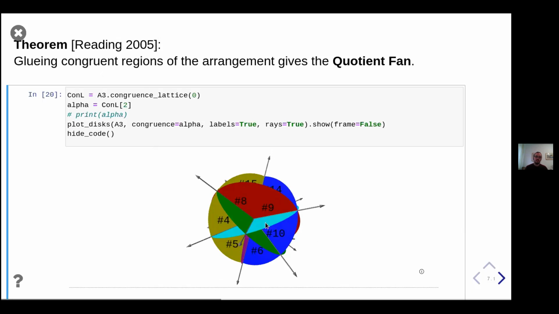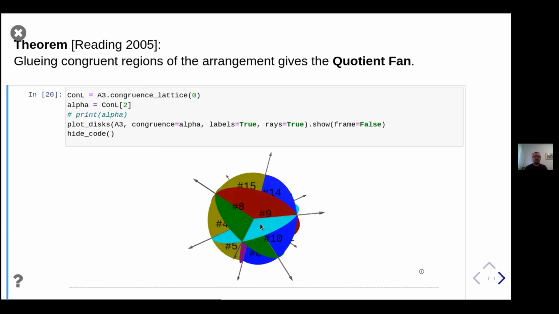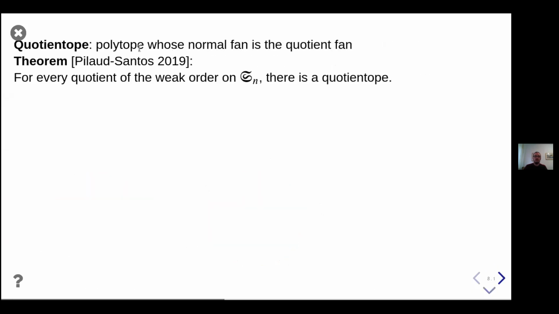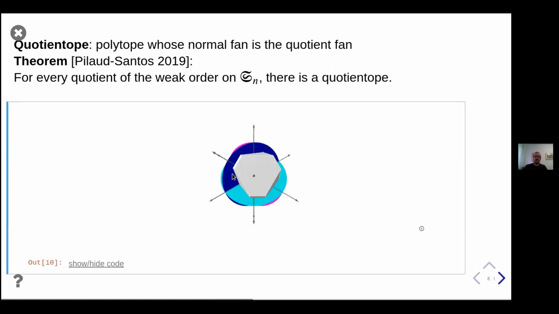And we saw that for the original fan of the arrangement, we had the permutohedron, which had this fan as its normal fan. So it's natural to ask, after we applied a lattice quotient, is there still some polytope whose normal fan is now equal to that quotient fan? And this is what we call a quotient tope, a polytope whose normal fan is the quotient fan for one certain lattice quotient. And it has been found out by Vincent Pilaud and Francisco Santos that whenever we have a lattice quotient of the weak order on the symmetric group, so on the lattice of regions of the braid arrangement, such a quotient tope does exist.